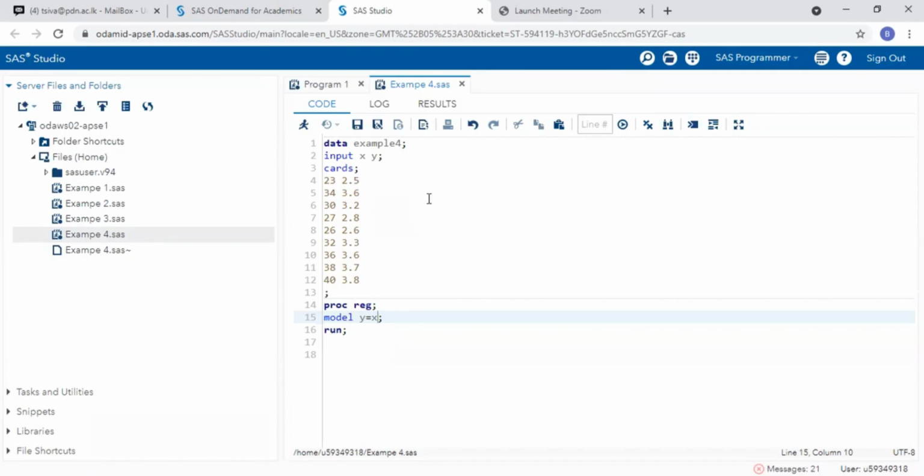Write down this program. This is the regression program. So based on this model, you see, this says simple linear regression. By looking at this model, you can say it is simple linear regression.